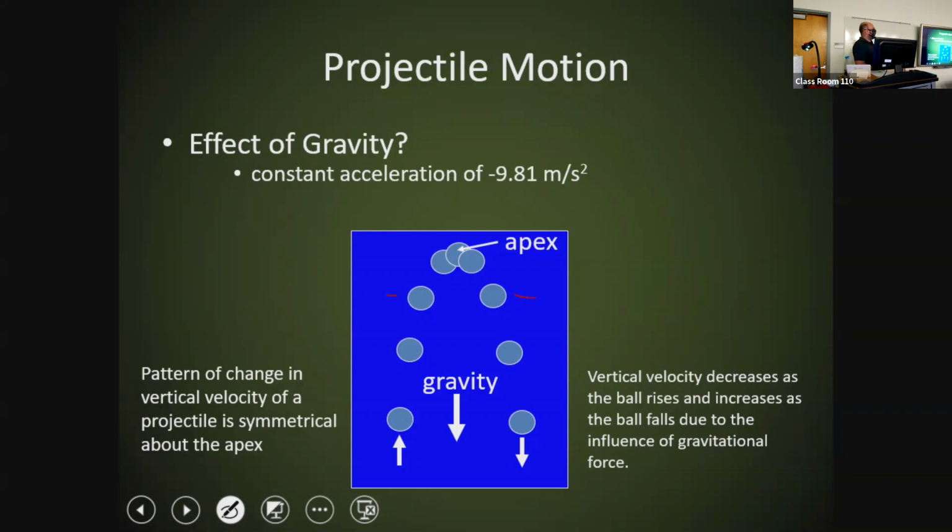Magnus effect, the aerodynamics of the particular object. A golf ball is probably a good one to look at. A baseball, to a certain extent. But a soccer ball, beach ball, volleyball, wiffle ball, certainly going to have wind resistance greater than that of maybe a baseball.